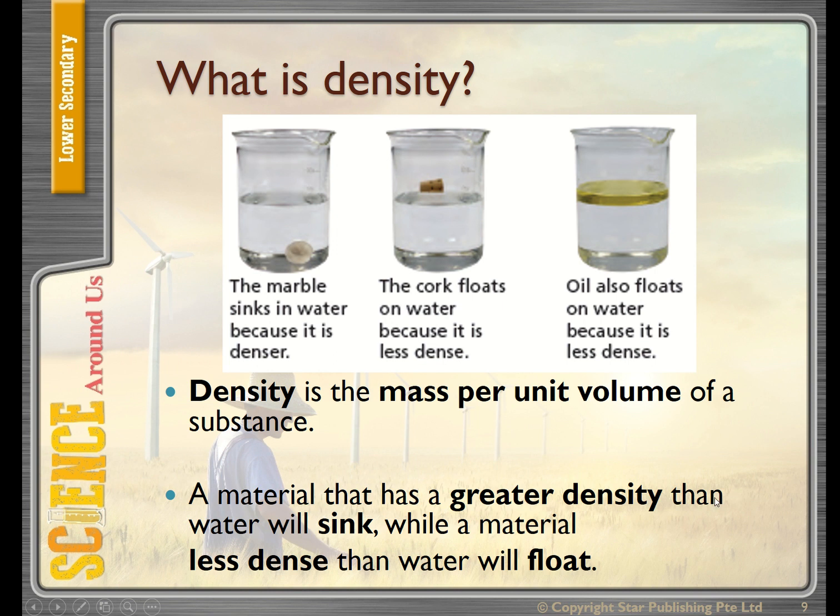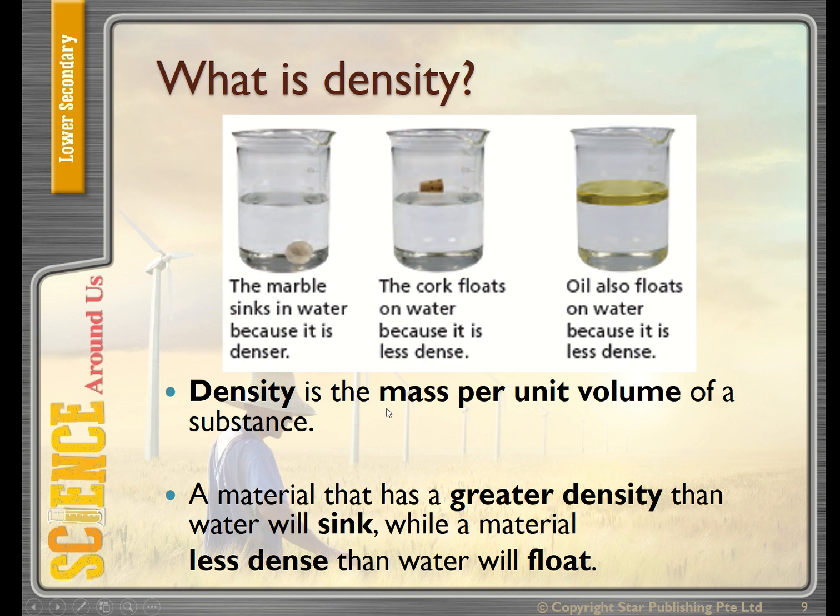For simplicity's sake, what we will understand is that if a material has a greater density than water, it will sink. If it is less than water, then it will float. If we are comparing the density of two substances, you can just pour them together, then we'll see whether it sinks or floats. If it floats, then it's less dense than the other substance. So that's how we can determine the density of that material compared to another material.